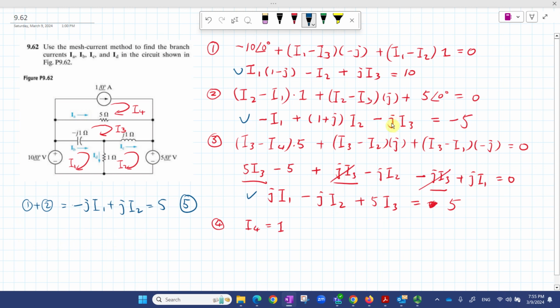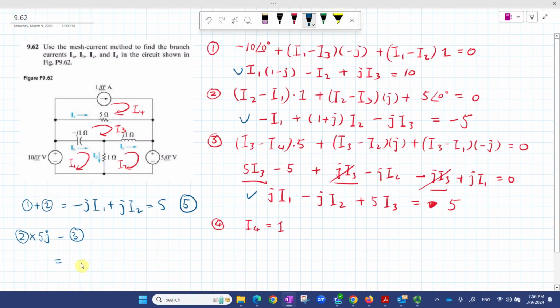Okay, so you can see that for 2 and 3, we're going to use 2 and 3 to build another equation which only includes I1 and I2. So we want to cancel I3. In order to cancel I3 here, I need to multiply this one. So the second one needs to multiply with 5j, and I want to use that one minus number 3.